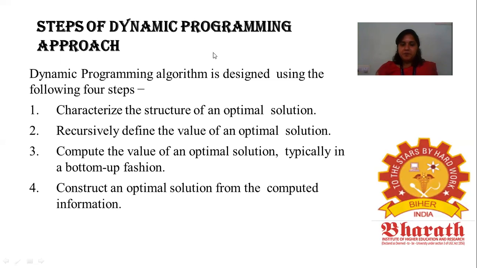Next, we recursively define the value of an optimal solution. So we are defining it again and again, which means that when we use it again and again, that is called a recursive function. So we are recursively defining the value of an optimal solution. The third step is we compute the value of an optimal solution in a bottom-up way. In dynamic programming, we are dividing a given problem into subproblems. We are solving individual subproblems. Then we choose the one which is the best, which is the optimal. So we are computing the value of an optimal solution in the bottom-up fashion.